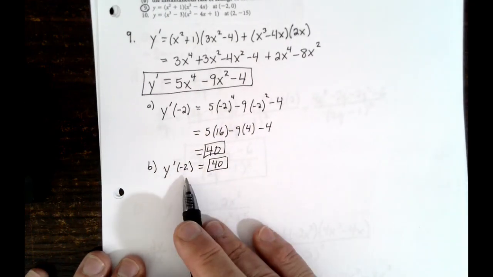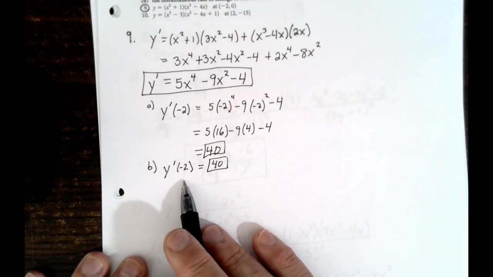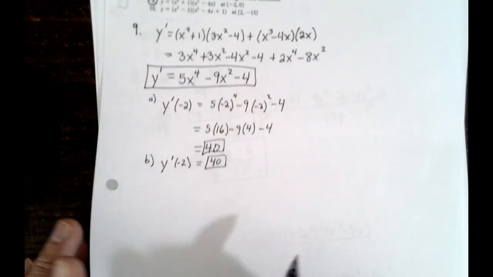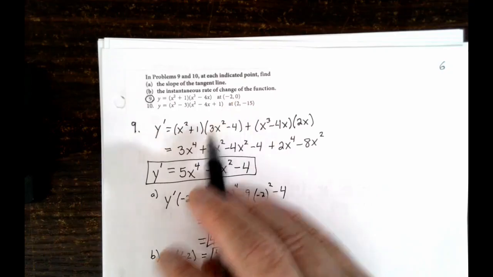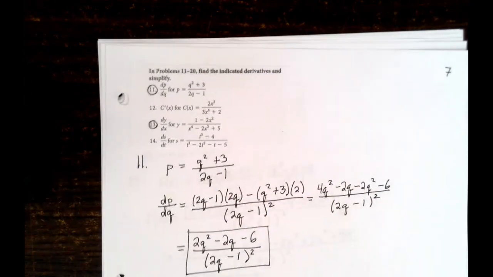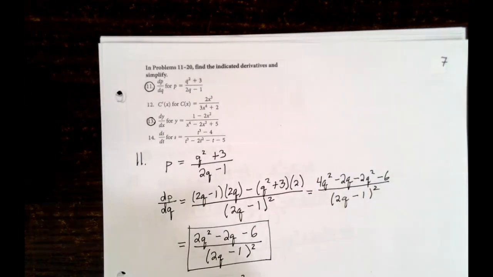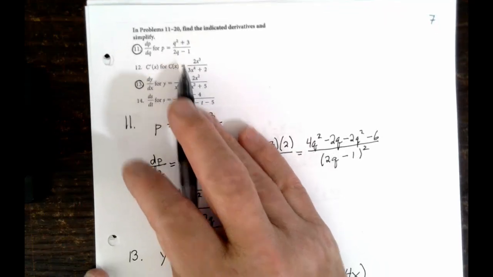Then they also ask us to find the instantaneous rate of change at -2, and you get the same answer of 40, because whether you're talking about the slope of the tangent or the instantaneous rate of change, it means the same thing. It's calculated the same way. Find the derivative for this guy.